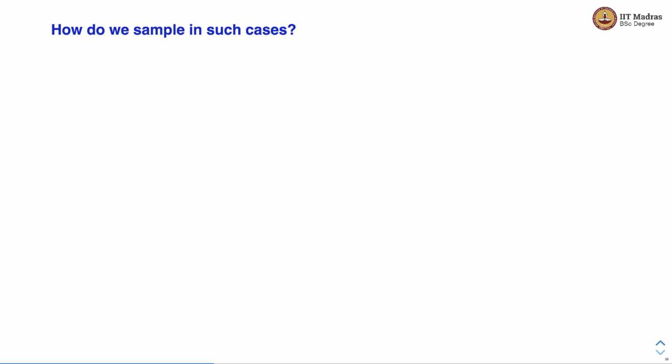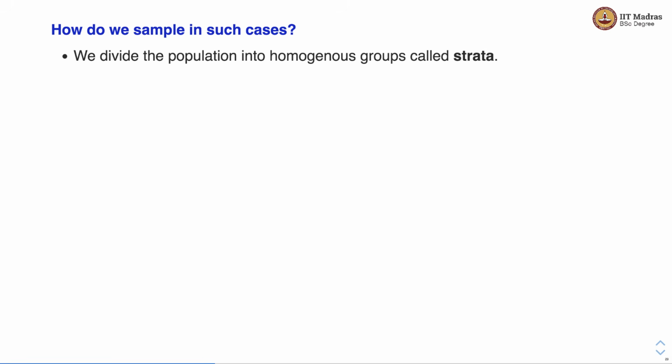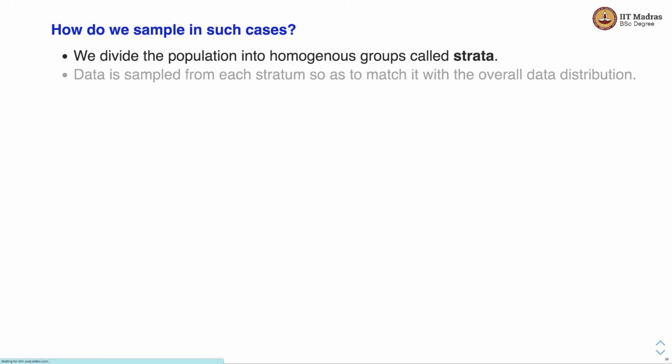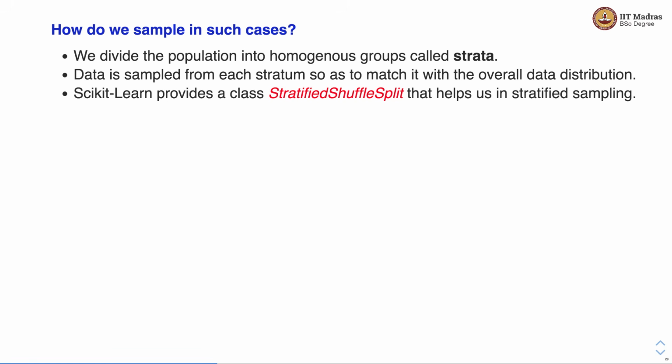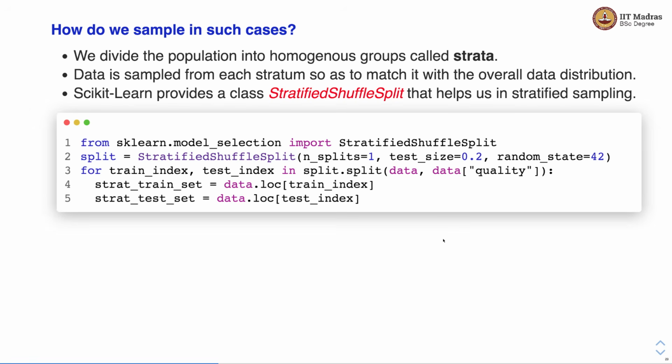So how do we sample in such cases? We divide the population into homogeneous groups called strata. Data is sampled from each stratum so as to match the overall data distribution. Scikit-learn provides the StratifiedShuffleSplit class that helps us in stratified sampling. It is also present in sklearn.model_selection. We need to provide the number of splits, the size of the test set, and the random state, just like the train test split function.